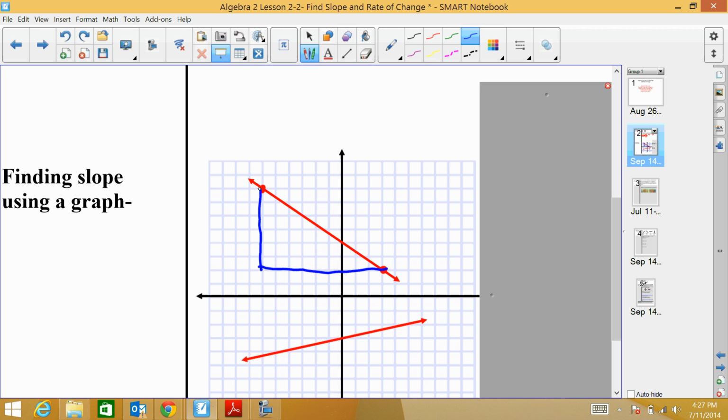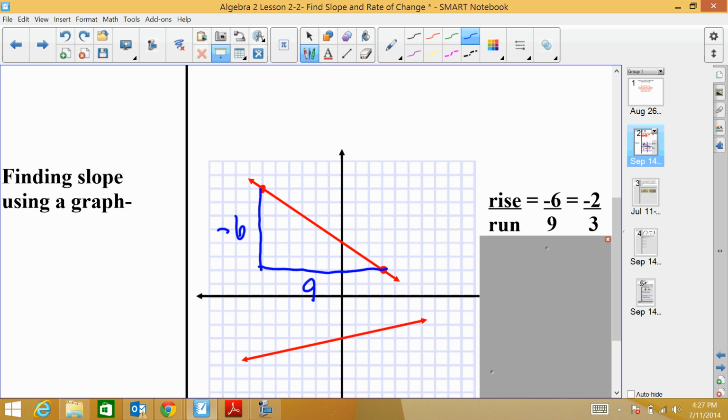Now the rise goes down 1, 2, 3, 4, 5, 6. So since it goes down, I'm going to make it negative. And we count the horizontal movement. 1, 2, 3, 4, 5, 6, 7, 8, 9. So the rise is -6 and the run is 9. And you always want to reduce if possible. So that reduces to -2/3. So that means I should be able to go down 2 over 3, down 2 over 3, down 2 over 3. And look at that. So the slope is -2/3.